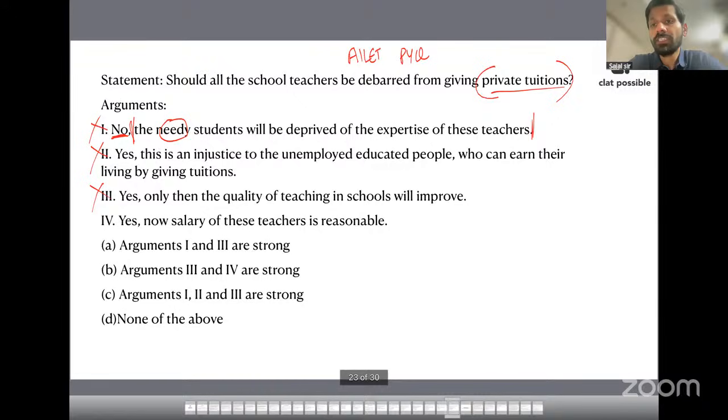Yes, now salary of these teachers is reasonable. Okay, so now salaries are reasonable. Again, that cannot be the reason for allowing or disallowing these teachers, debarring these teachers from giving private tuitions. As I said, we wanted some reason that is rooted in some school policy. Or if they are school teachers in a government system, then there is a government policy, right? We needed such reasons for yes and no, right? So for four also the reason is frivolous. So the correct option is D, none of the above.